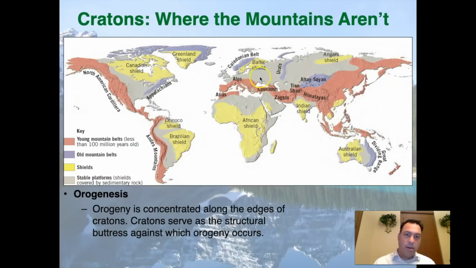But the Eurasian continent came about when these two collided into each other, and the Ural Mountains are right in between. So it was the edges of these two coming together that made the Ural Mountains. And now that the Ural Mountains are no longer at the edge, they're eroding. So orogeny, we've discovered, is concentrated along the edges of cratons. Cratons therefore serve, or likely serve, as the structural buttress against which orogeny occurs.